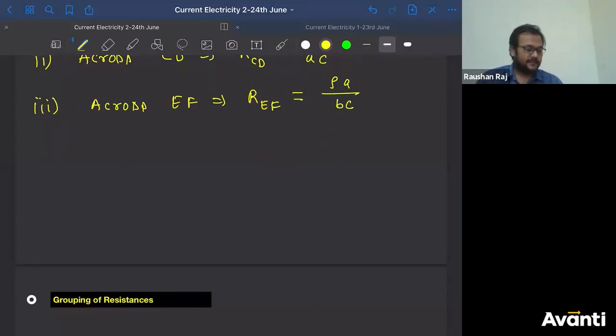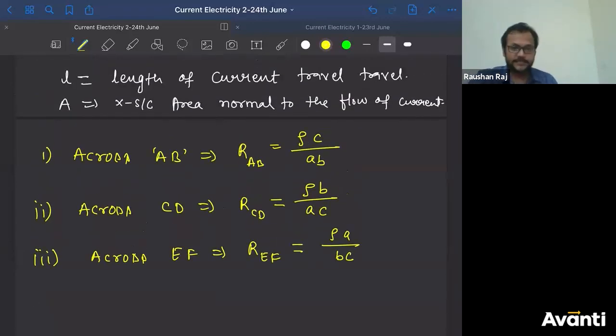Guys, click yes if you have understood this. बच्चा लोग, please click yes if you have understood this part. This is very very important. ठीक है? चलो, बहुत बढ़िया, धन्यवाद.